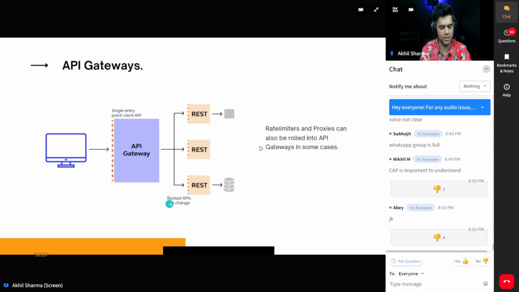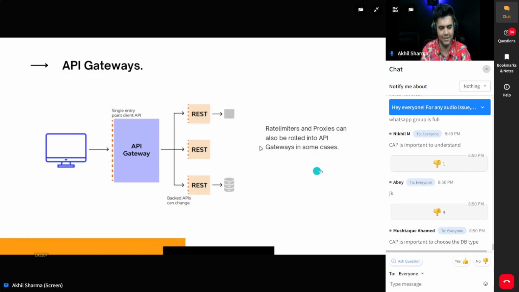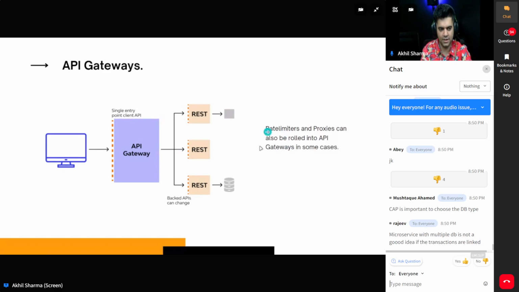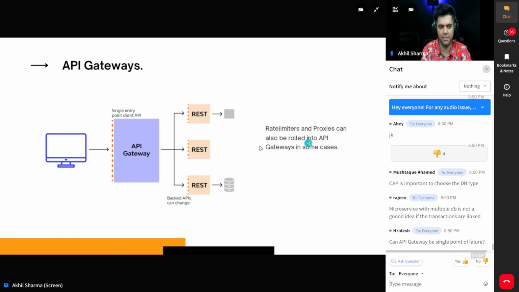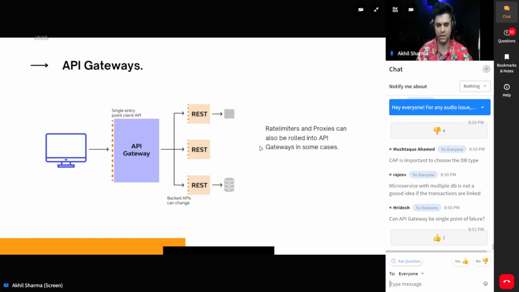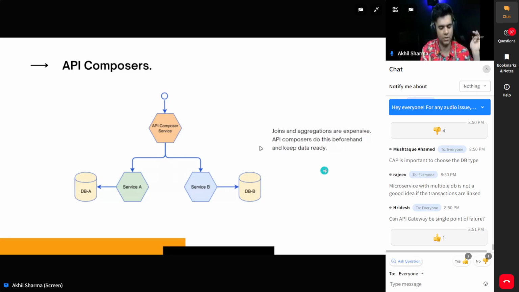Now, API gateways don't exist in isolation. This is an important point, guys, if you're not paying attention, please just listen to this one sentence very carefully: many times, API gateways already have a rate limiter and proxy implemented. Sometimes even load balancers are implemented inside the API gateway itself, right? So load balancers, rate limiters, proxies, all these three can actually be implemented inside the API gateway. But in mostly like 99% of the systems, you'll see that there's a separate load balancer, and rate limiters and proxies might be in the API gateway, but the load balancer is always separate. Okay, so this is at least what I've seen in most of the systems. Even in the later systems, this is how it happens. People have started rolling rate limiters and proxies up into an API gateway just to make things more efficient.